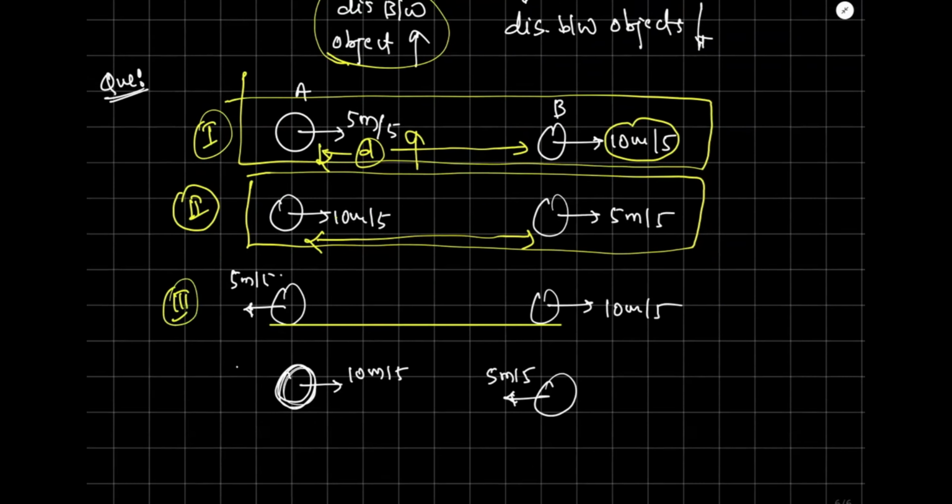दिस वन, अप्रोच और सेपरेशन. What is happening in this case? So they're both moving closer, so approach. Yeah, that's why we see the distance. So that distance will decrease, so it will be the approach. This is approach, this is also approach, and this is a separation.